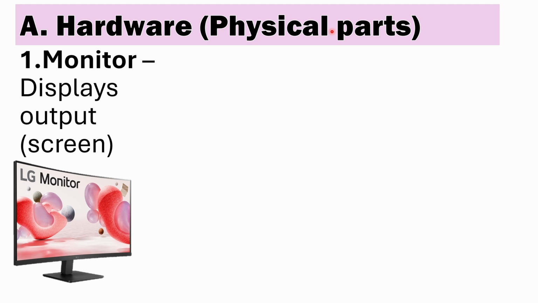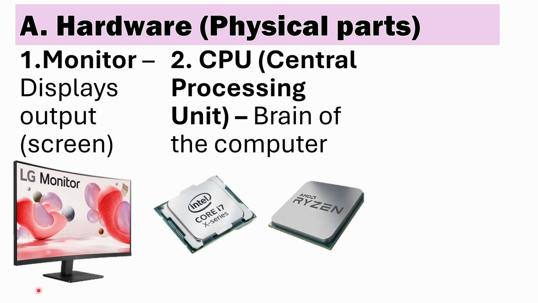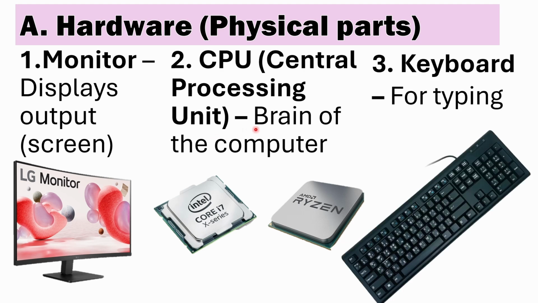First, we have the monitor. It displays output, or this is what we call the screen. The monitor shows you what's happening on the screen. Next, we have the CPU, or the Central Processing Unit, which is the brain of the computer. So what do you think the CPU does inside the computer?